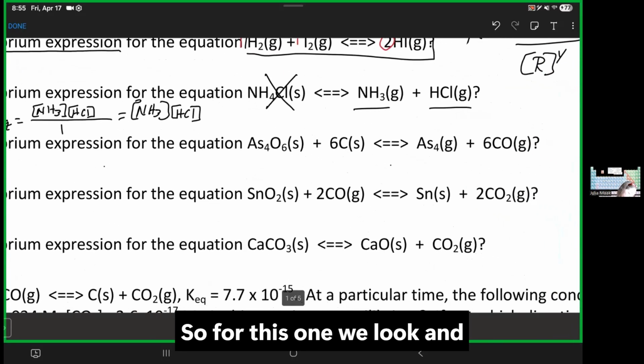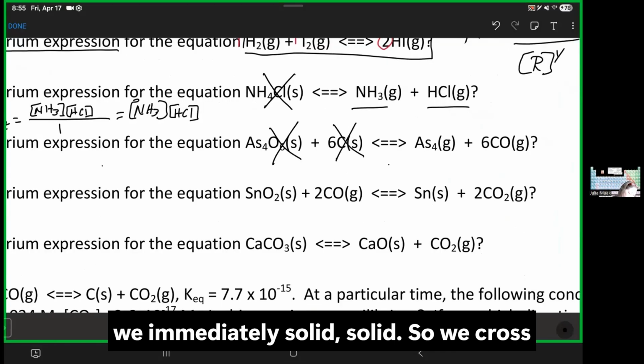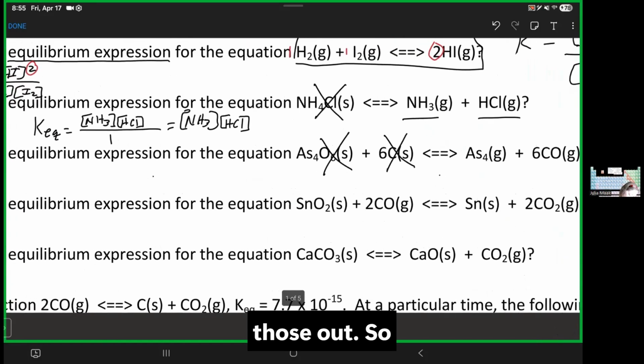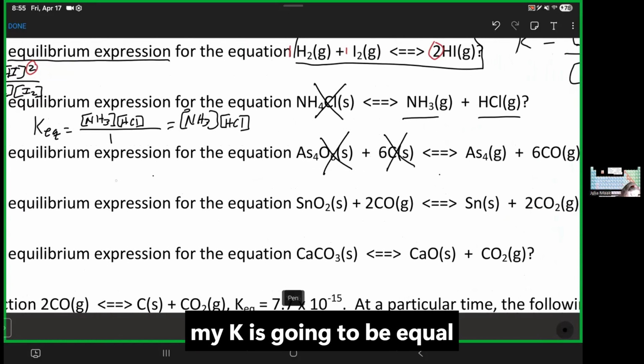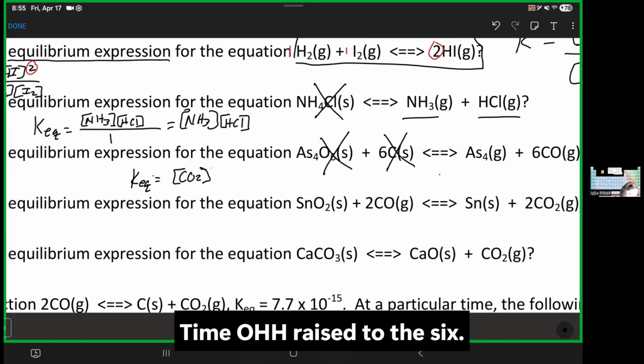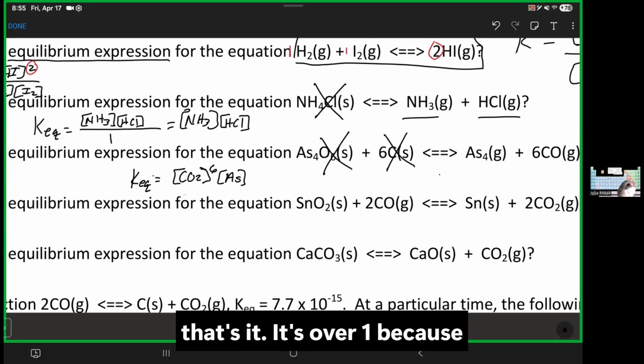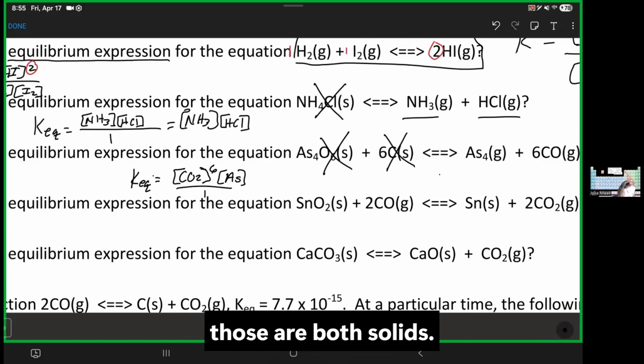Okay, so for this one, we look and we immediately see solid, solid, so we cross those out. So my K is going to be equal to my carbon dioxide raised to the 6 times my arsenic, and that's it. This over 1 because those are both solids.